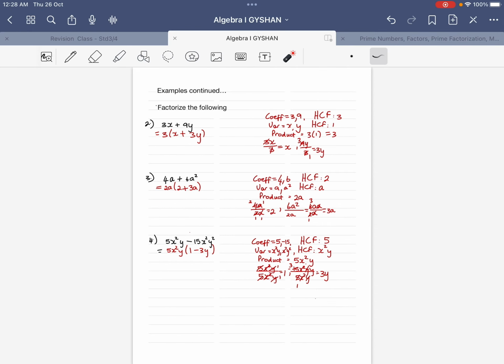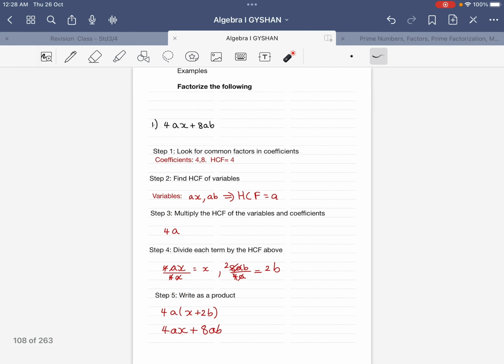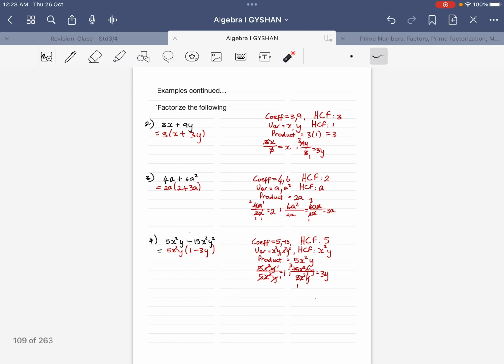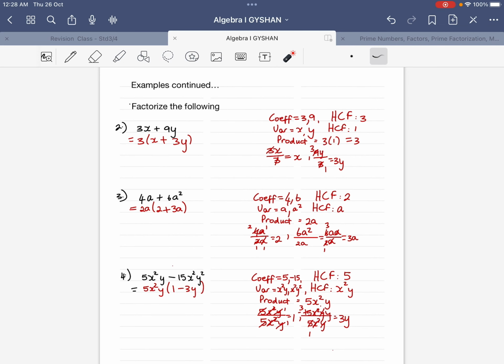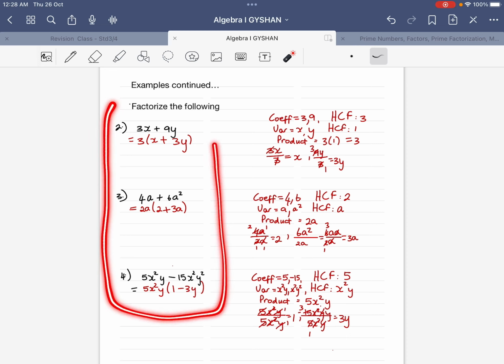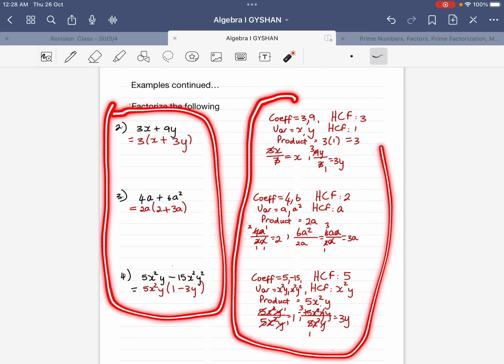So here we have 3 more examples. You can pause the video here and take down this example. You can do the same for this. Pause the video here and take down these examples. If you understand what's on the left, you can stop here, or if you need to write down the further explanation on the right, you can do that if you prefer.